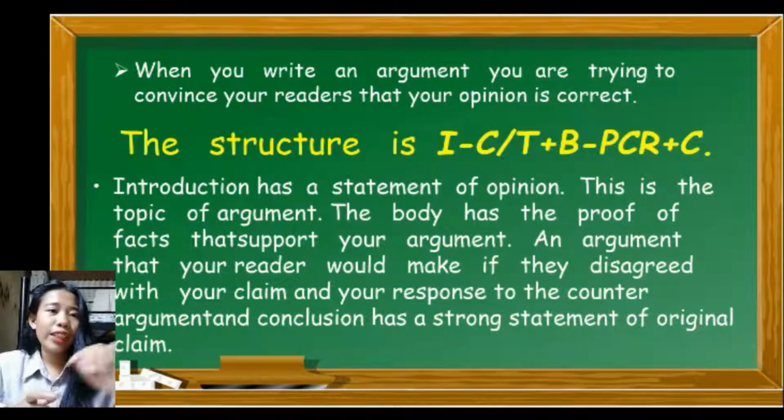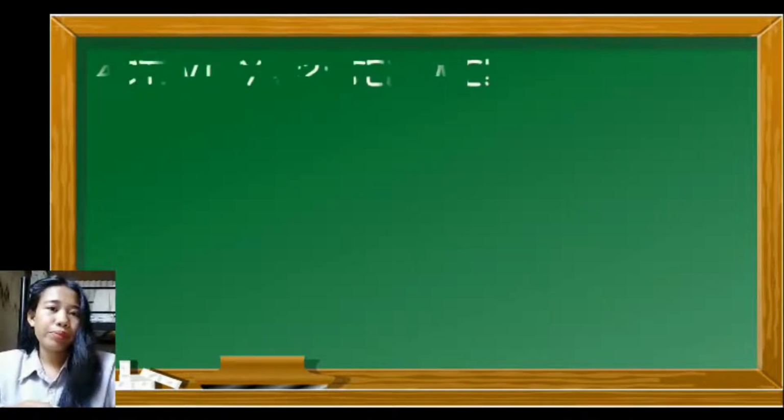So the structure is here. The introduction has a statement of opinion. This is the topic of the argument. The body has the proof of facts that support your argument, an argument that your reader would make if they disagreed with your claim, and your response to the counter argument. And the conclusion has a strong statement of the original claim.